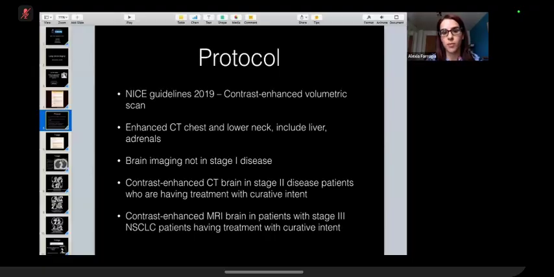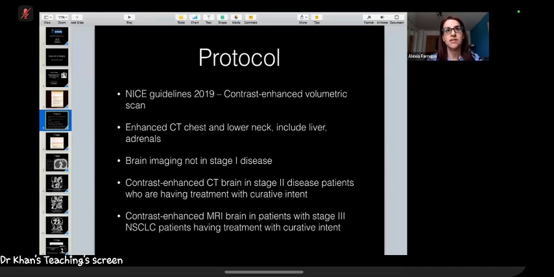So the protocol when performing a lung cancer staging scan is a contrast-enhanced volumetric scan as outlined by the NICE guidelines back in 2019. It includes an enhanced CT chest and lower neck to include the supraclavicular regions, and it extends inferiorly beneath the diaphragm to include the liver and also the adrenals, which are important sites of potential metastatic deposits. In stage 1 disease, we do not perform any brain imaging.